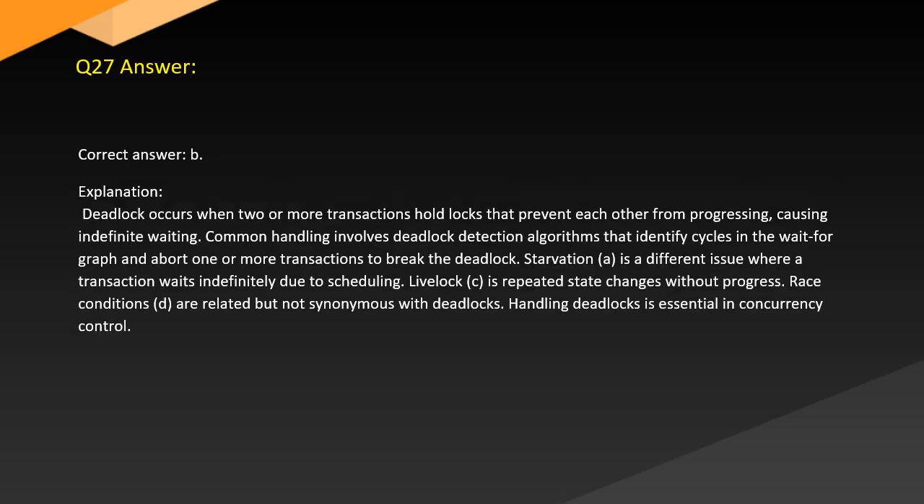Answer. Correct answer B. Explanation. Deadlock occurs when two or more transactions hold locks that prevent each other from progressing, causing indefinite waiting. Common handling involves deadlock detection algorithms that identify cycles in the wait-for graph and abort one or more transactions to break the deadlock. Starvation is a different issue, where a transaction waits indefinitely due to scheduling. Livelock, C, is repeated state changes without progress. Race conditions, D, are related but not synonymous with deadlocks. Handling deadlocks is essential in concurrency control.